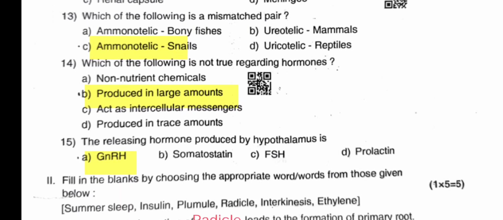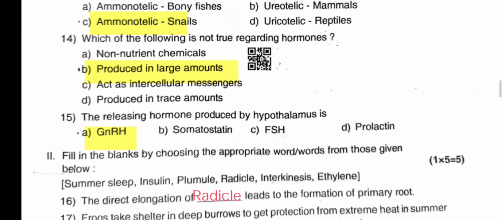Fill in the blanks by choosing the appropriate word or words from those given below: summer sleep, insulin, plumule, radicle, interkinesis, ethylene. The direct elongation of dash leads to the formation of primary root. It is radicle.